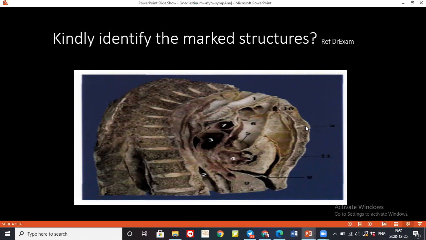Can you name the structures which are located at the angle of Lewis? It is at T4. Why is it a landmark? It has the arch of the aorta, and the superior vena cava, mainly the great vessels, the left common carotid artery, the left recurrent laryngeal nerve, and the brachiocephalic trunk.